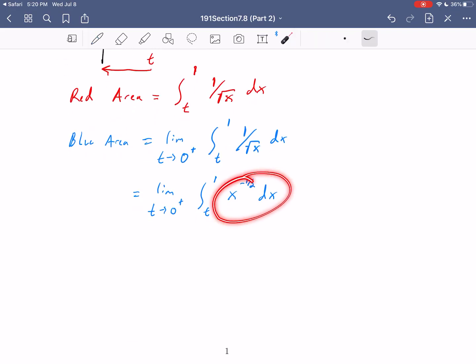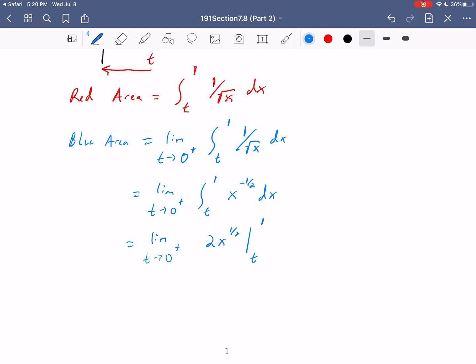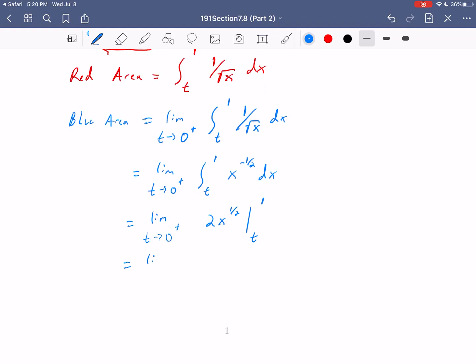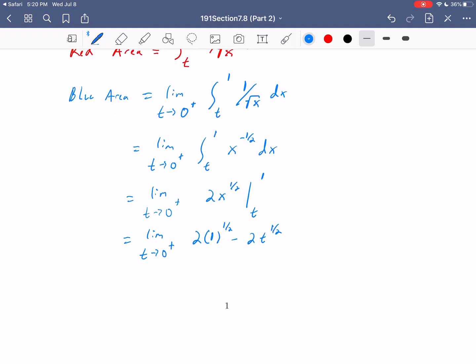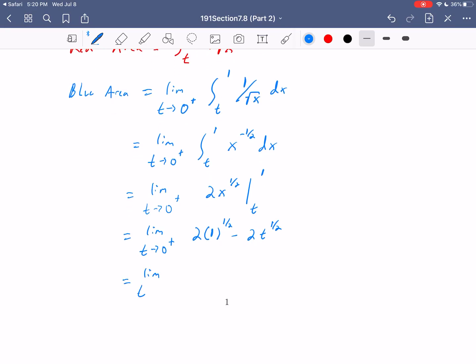Then we can go ahead and integrate that: add 1 to the exponent, it's going to be 1/2, divide by the new exponent, we get the limit as t approaches 0 plus of 2x to the 1/2, evaluated from t to 1. Plug that in, we get the limit as t approaches 0 from the right of 2 times 1 to the 1/2 minus 2t to the 1/2. And that looks like we get the limit as t approaches 0 plus of 2 minus 2t to the 1/2.